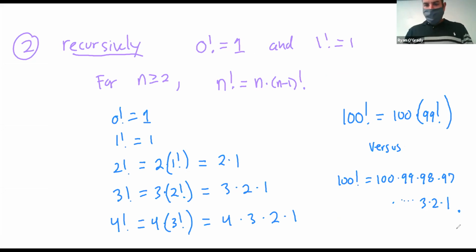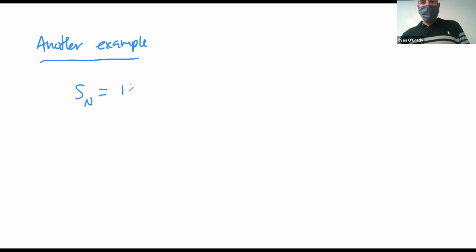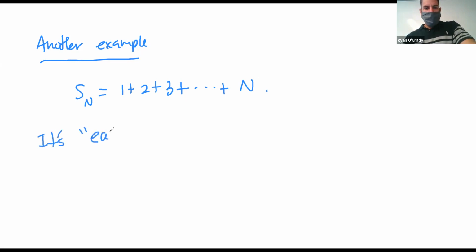Here's another way to think about it. And this is on your homework as well. And some of you have seen this before. Let's define S sub n to be 1 plus 2 plus 3 all the way out to n. It's easy, and when I say easy, I mean it just requires algebra. It's easy to show that S sub n is equal to n times the quantity n plus 1 over 2.